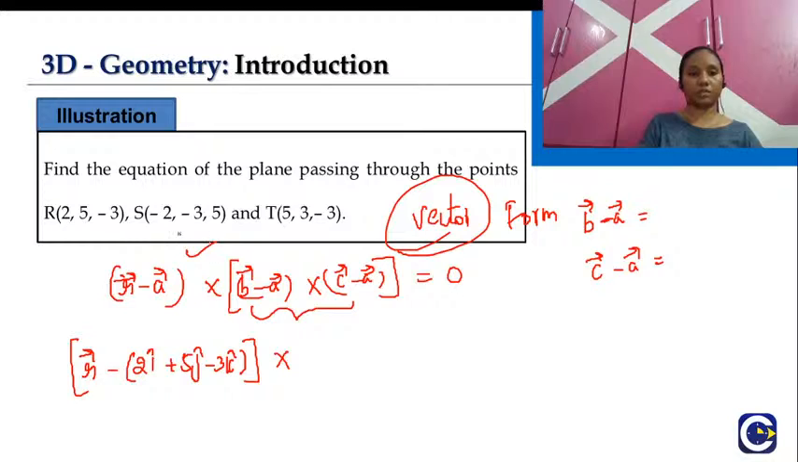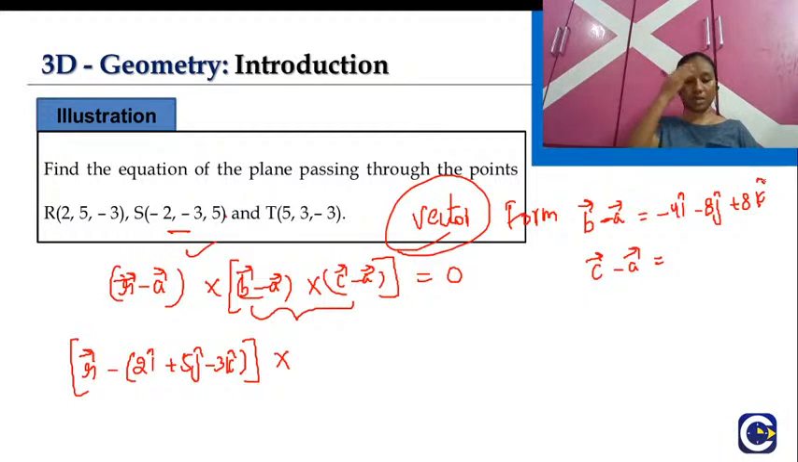So here what is our B bar? So this is B and this is A. So B minus A. So minus 2, it will be directly minus 4 i cap. And minus 3 minus 5 will be minus 8 j cap. Okay. Then here 5 minus of minus 3, so it will be plus 8 k cap. So this is my vector B bar minus A bar. Let's see C bar minus A bar.